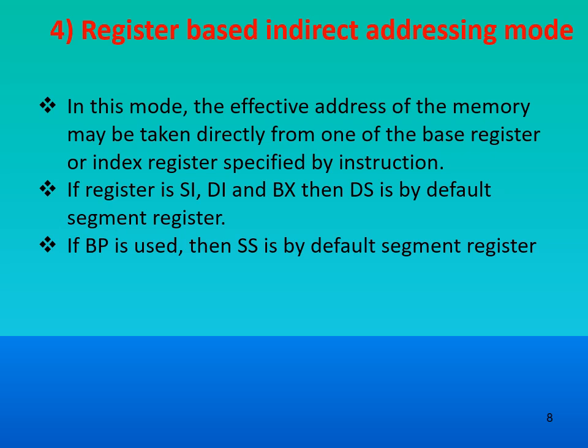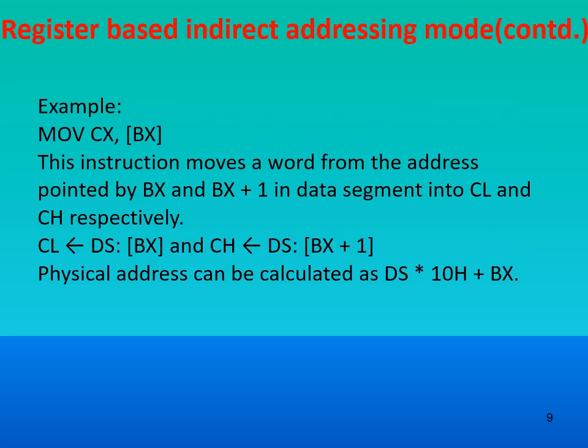If the register is SI, DI or BX, then the segment register will be DS by default. If base pointer or stack pointer, then SS will be the default segment register. All these things are for calculating the physical effective address. Here, first example, MOV CX, [BX]. If it was without brackets, it would have been a register addressing mode. But here I am enclosing my source register name with a square bracket. That means it is indirect.